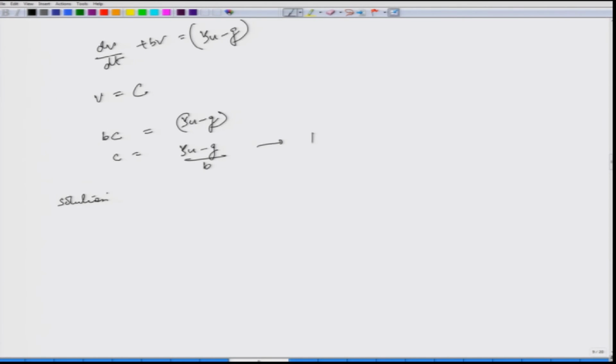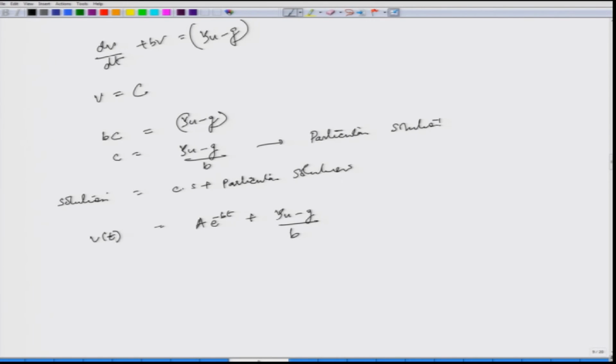This is my particular integral, particular solution. So, my solution is complementary solution plus particular solution, which is a times e to the power minus b t plus gamma times u minus g by b. This is the velocity at time t. Now, this is the solution, but still I need to find the constant a appearing here.